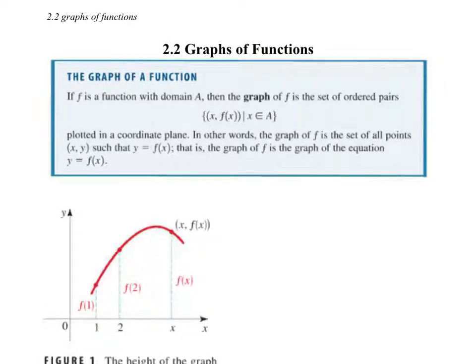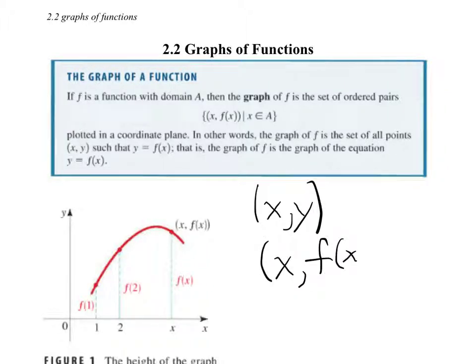In section 2.2, we looked at graphs of functions and really began using the notation for a function as, instead of writing ordered pairs as x, y, we write them now as x, f of x. And we also have another interpretation of what f of x is. It's not just a function value, you can also think of it as the height of a point from the x-axis. So f of x is the same as that height. So for example, f of 2 is that height and f of 1 is that height.